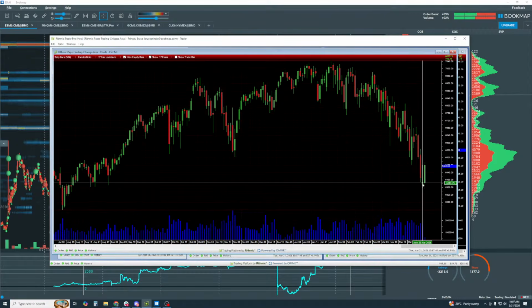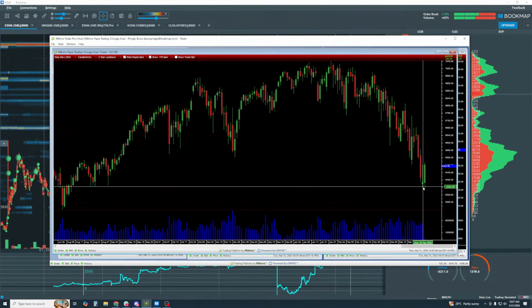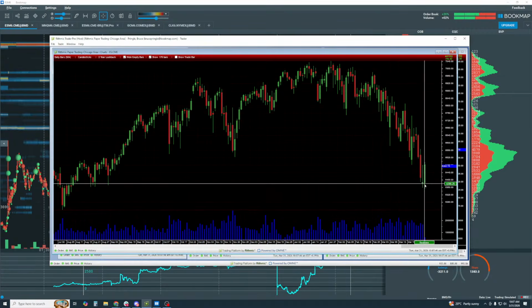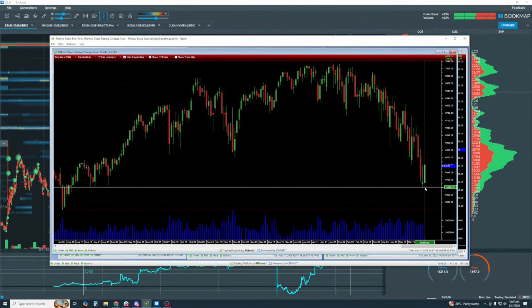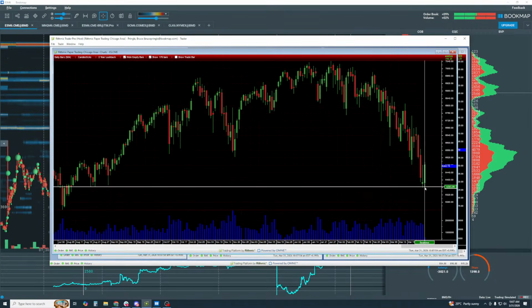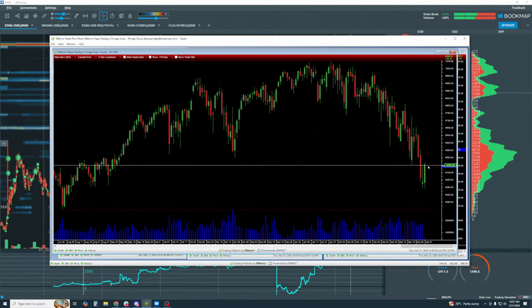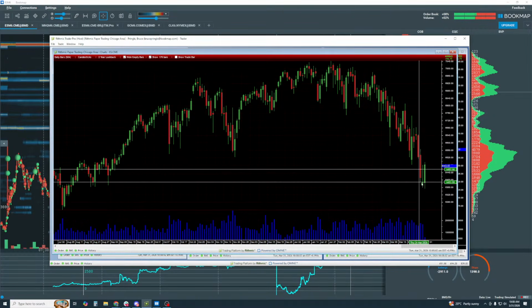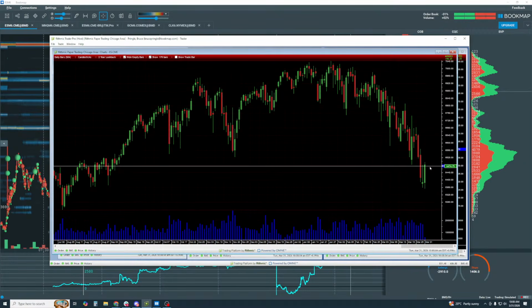Started here. We went up. We came all the way back down. We kind of closed green here, and it tested this level again, but we tested and broke the lows, and then you can see the move to the upside. This is the anticipated move. The test down here was anticipated, and the move up is anticipated.